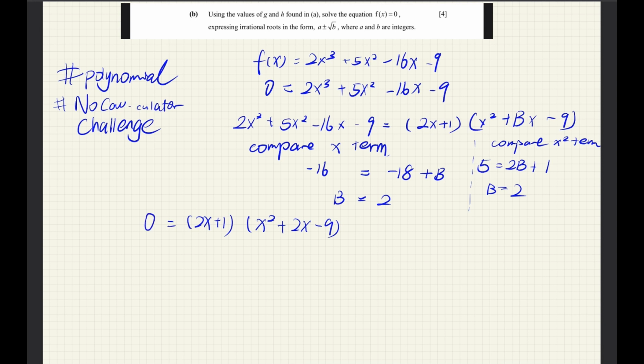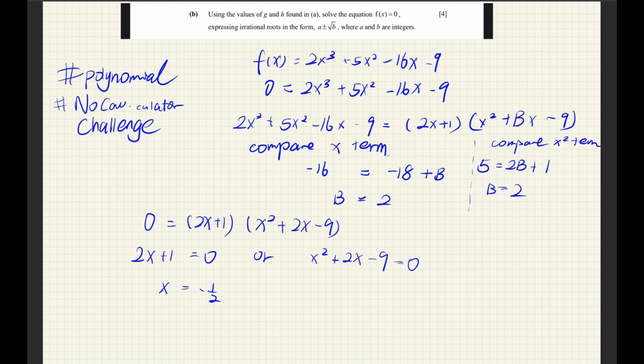Based on our knowledge in quadratic, when two things give a product of 0, the possibility is that each one of them could be 0. So as to rewrite, okay, we look at the left hand side first. It's very straightforward. x equals negative half. Right hand side, how do we solve it?